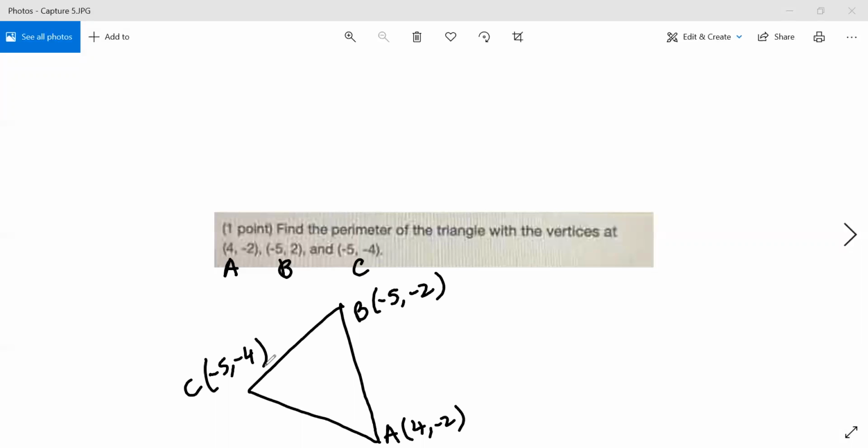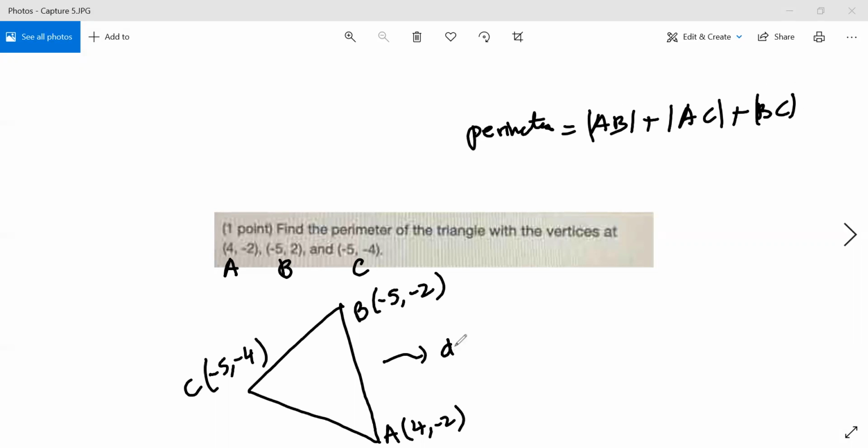Now I have to find the distance, because the perimeter is going to be the distance AB plus the distance AC plus the distance BC. So if you find these 3 distances and add them, you have it. Now let's find distance AB. You will use the distance formula here.